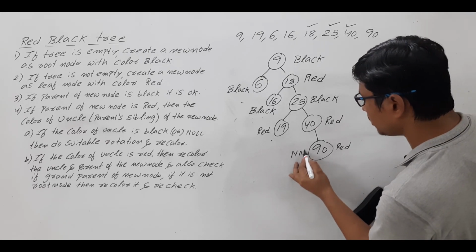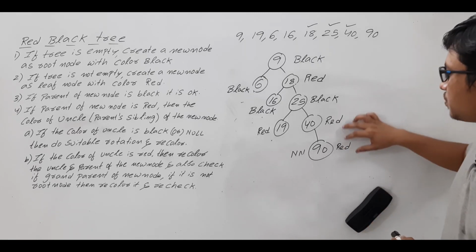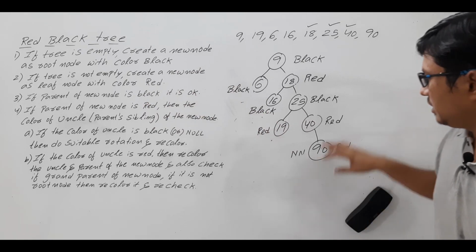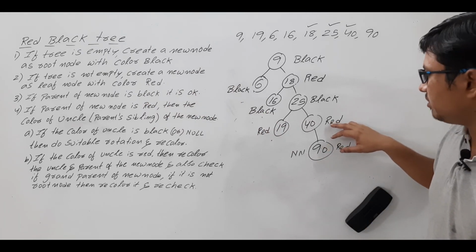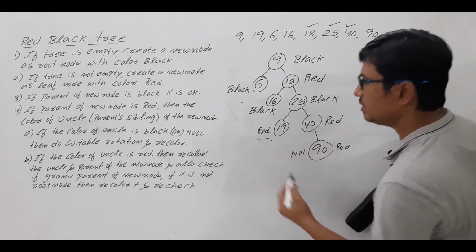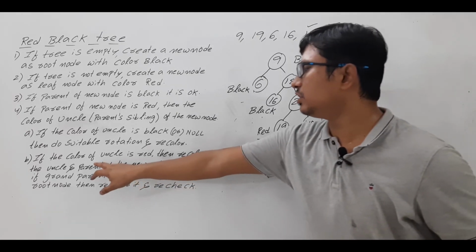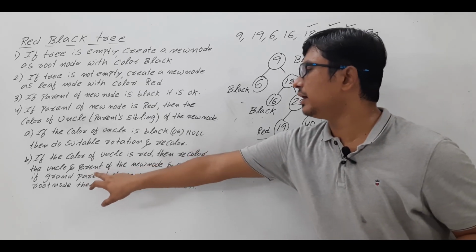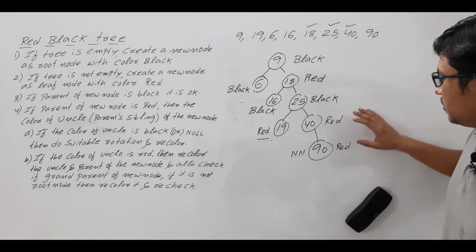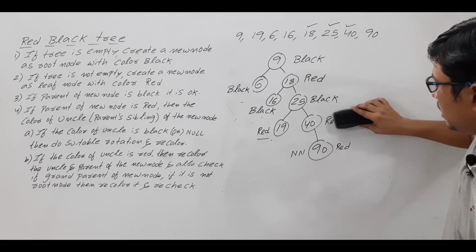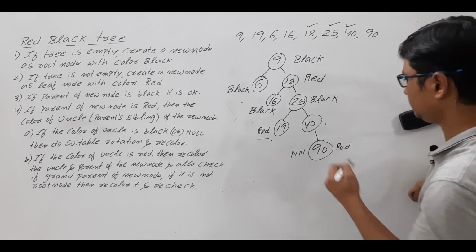Will you agree with me or not? Now the new node's parent is not a black node. If it is black, I can leave it. As it is not a black node, I will check the uncle's color of the new node. Uncle is this one, which is red. If the color of the uncle is red, then recolor the uncle and parent of the new node. Recolor means, as the parent's color is red, now I will make it black.